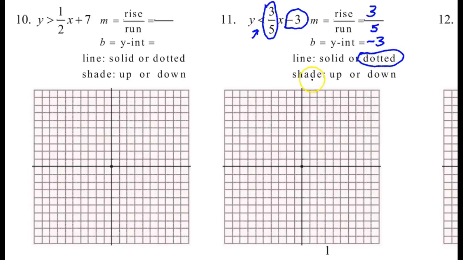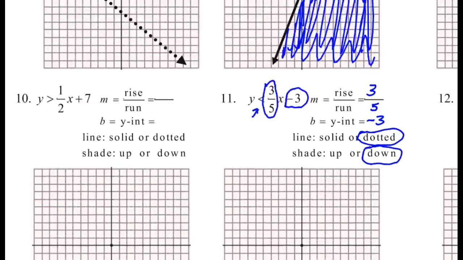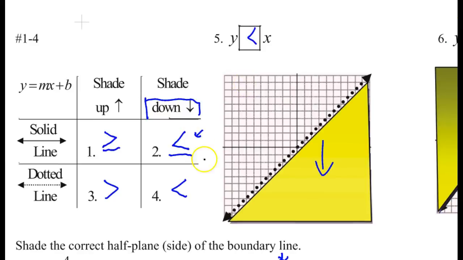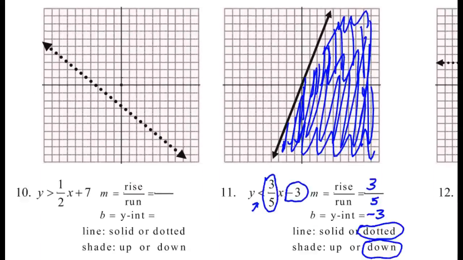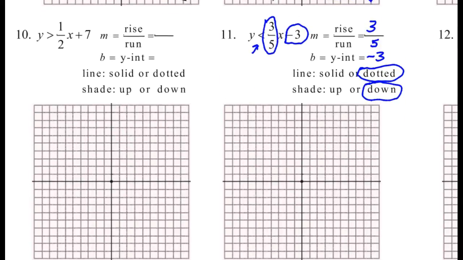And should we shade up or down? Down. Okay. So we're just getting that information directly from here. So if you find the right symbol, right, dotted line, shade it down. So use that chart to help yourself out. And now we can go ahead and graph it.